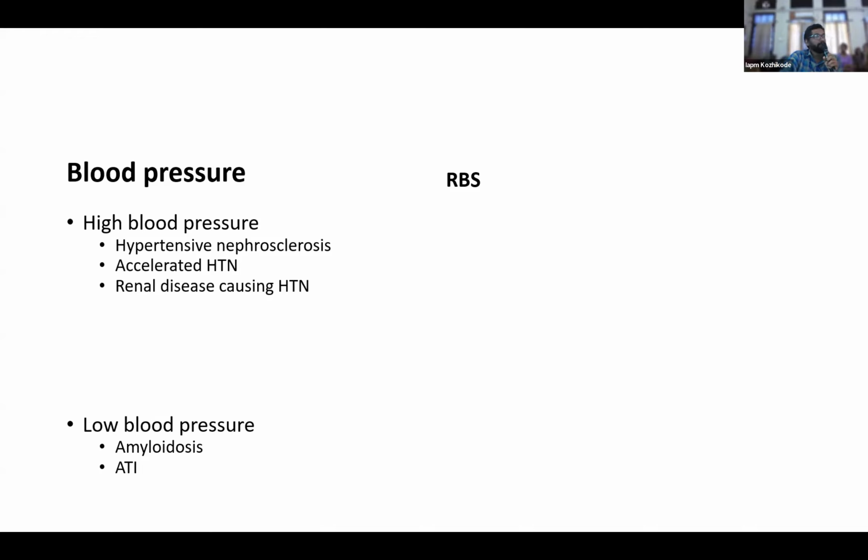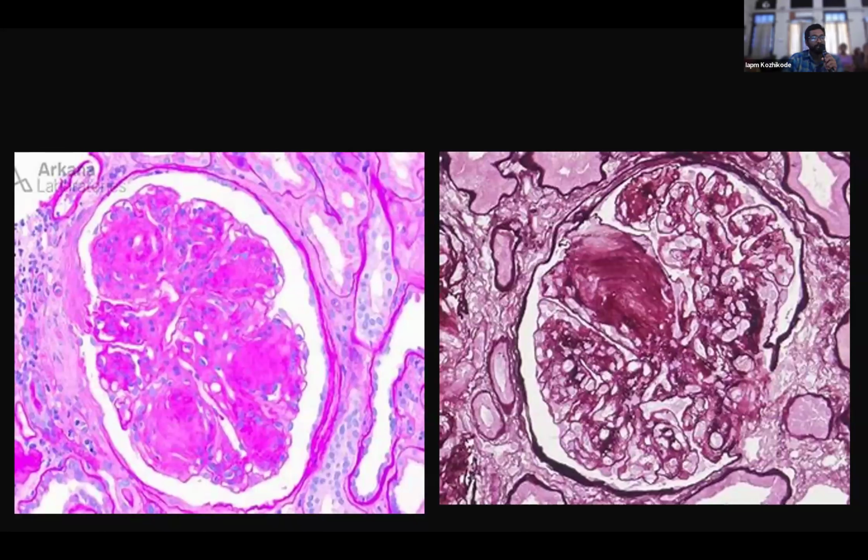RBS, the blood sugar levels, it is absolutely important to know. If the patient is having diabetes, diagnosis is very easy. If the resident is telling that the patient has no history of diabetes, then it is going to be a nightmare for the pathologist.